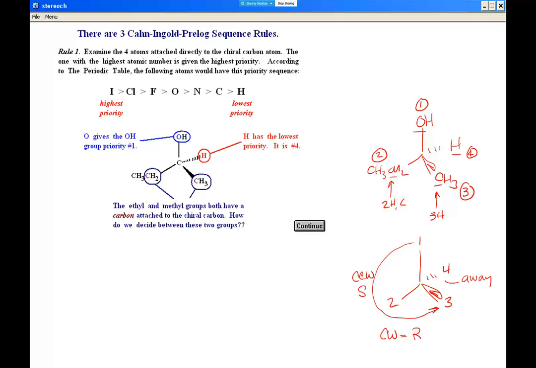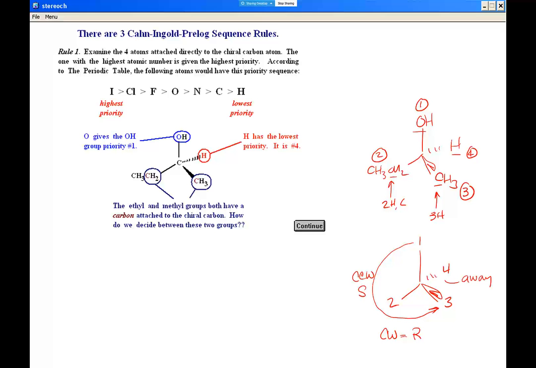Now whether the fourth group is away from you off at this angle, like it is on the board, or off at that angle, it's irrelevant. Because once it's on the dashed line, you just go with it. You start at one, you ignore four, and go from number one to number two to number three, and if that's a counterclockwise rotation, then it's S. If I switch two and three, I would go from one to two to three, and that would be clockwise.